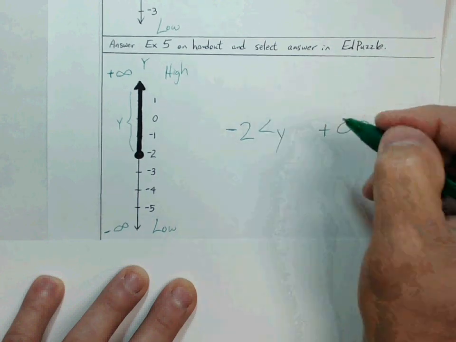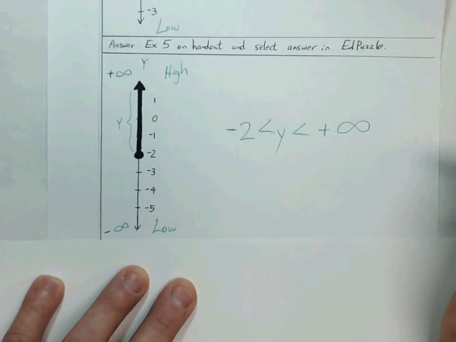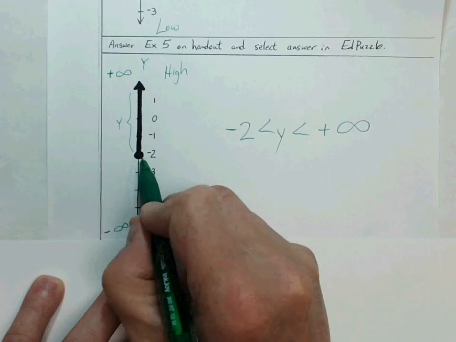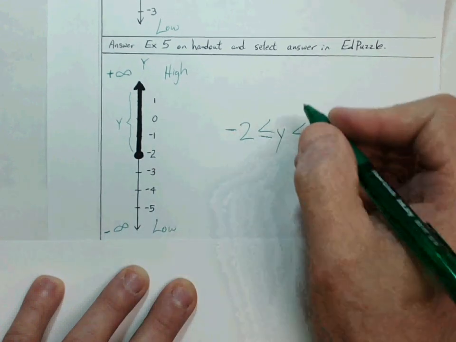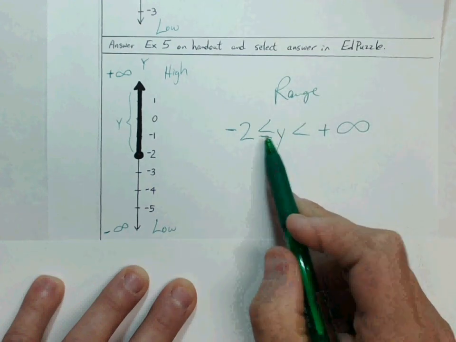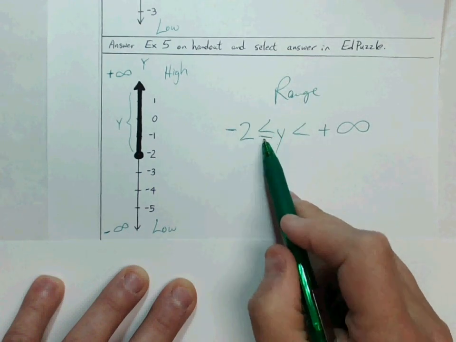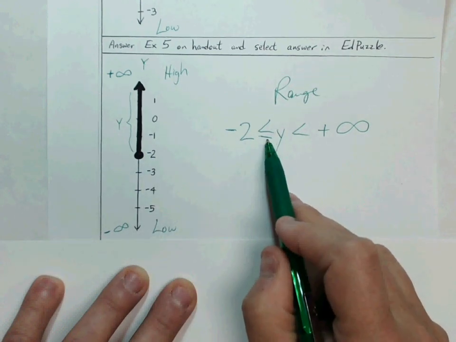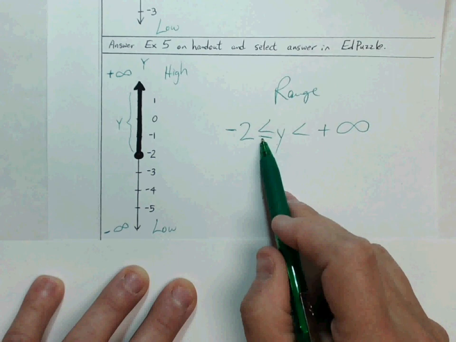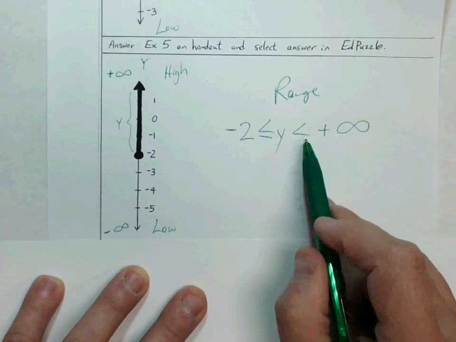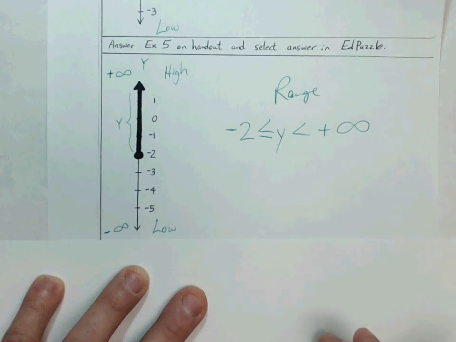We always use less than symbols. And we ask ourselves, do I have open or closed dots at numbers? In this case, it's closed. So here we go. My range in this problem is all numbers between negative 2 inclusive, closed dot, less than or equal to, negative 2 inclusive, and positive infinity exclusive, because we never touch infinity.